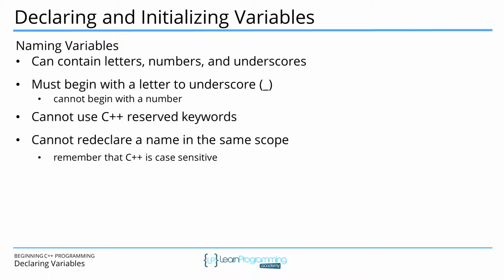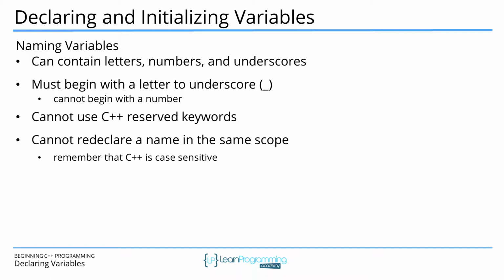As discussed previously, C++ keywords are also reserved words, so you can't use those names. You can't use int, you can't use double as your own names. Also, you cannot declare a variable name that's already been declared in the same scope. So if you declared x to be an integer, you can't do that again. Remember, C++ is case sensitive, so the name age in uppercase is considered different from the name age in lowercase.